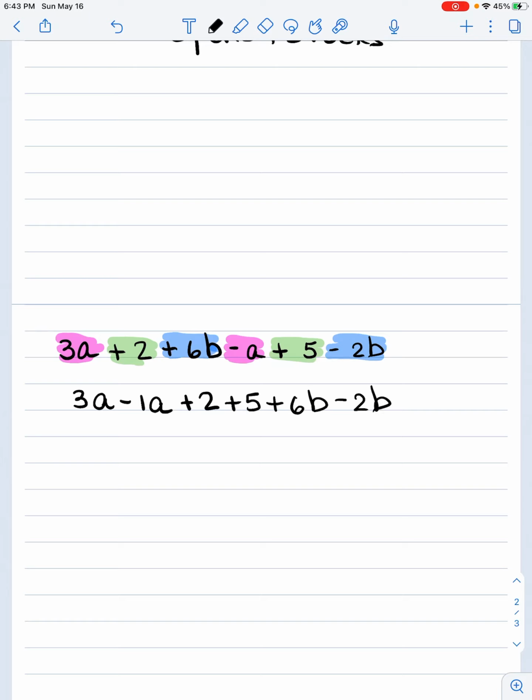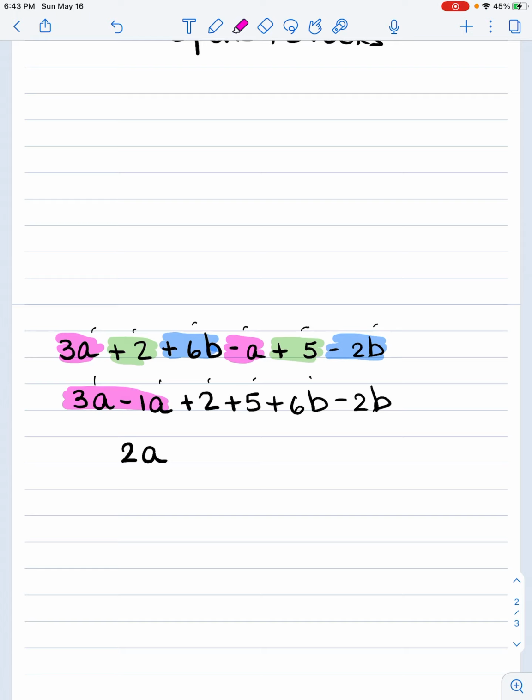Okay, and if you want to double check, you have 1, 2, 3, 4, 5, 6 terms, and we have 1, 2, 3, 4, 5, 6 terms, so we didn't leave anything out. Okay, now let's see what we can do. All right, so we have 3A minus 1A, or minus A, is going to be 2A.